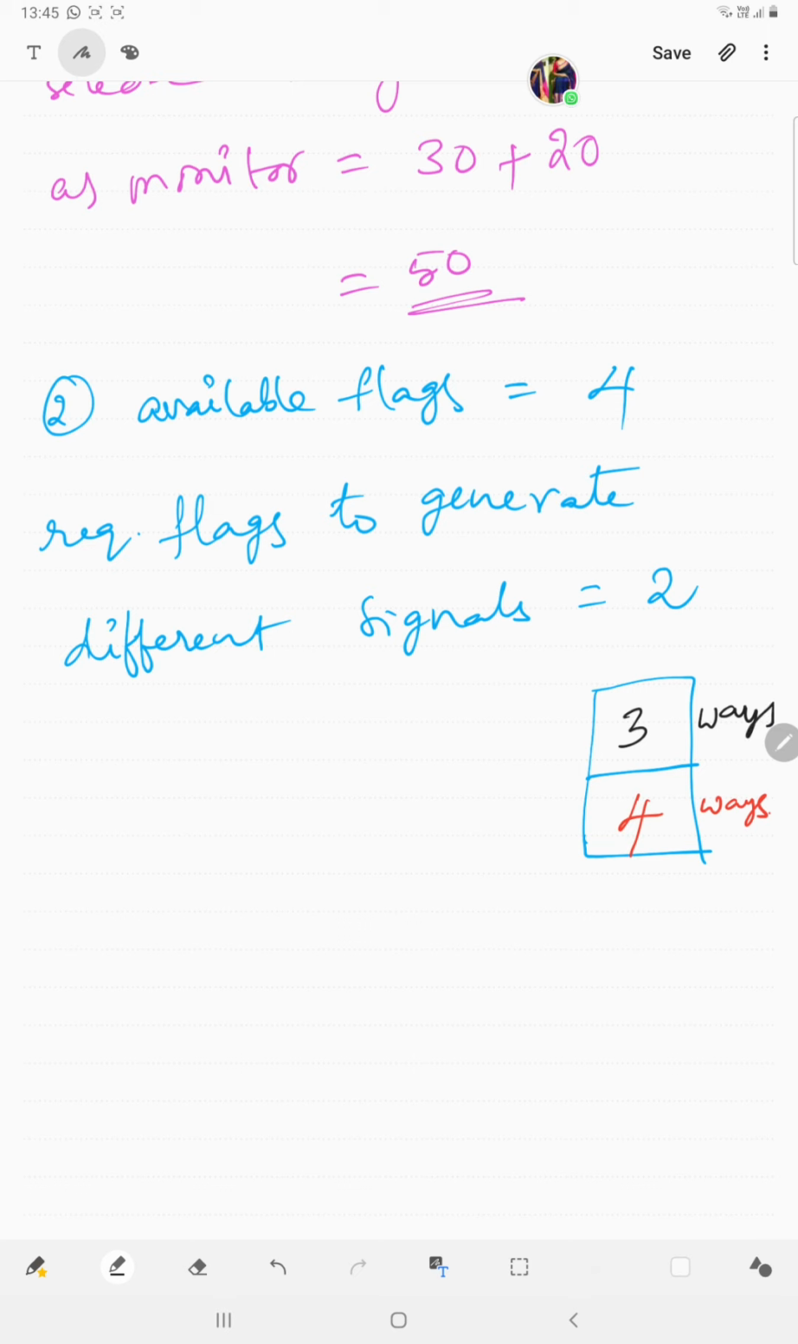Listen carefully. Why? Because we have to generate different colored signals. So already one color is used in the first signal, then the same color you cannot use in the second signal. Therefore, total 4, and already used 1, 4 minus 1, 3 colors available for the second signal. Therefore, 3. What is the answer now?